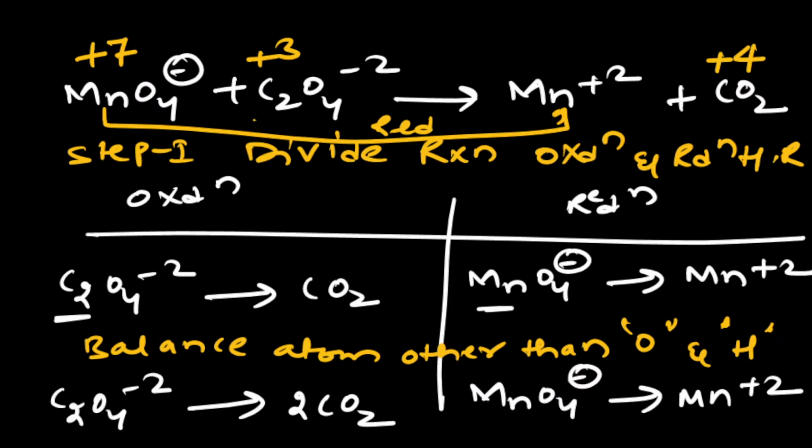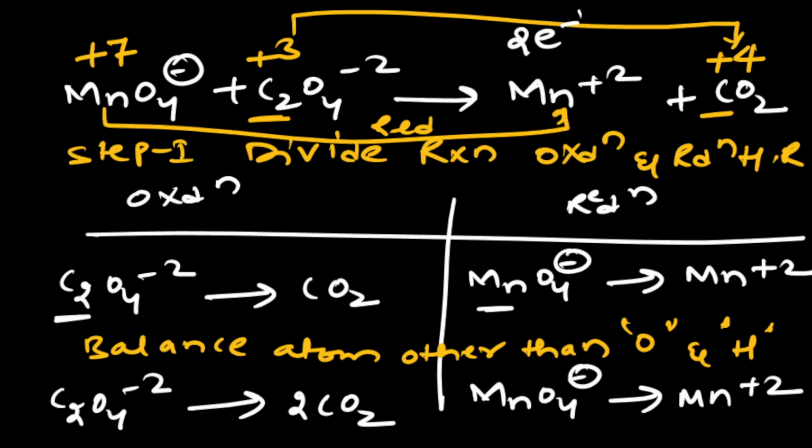Here you can see how many carbons are at the reactant side? 2. How many carbons at the product side? 1. So for 1 carbon the change in electrons is 1, which means for 2 carbons the change in electrons is 2. My dear friends, you have to be very careful with this one. Don't substitute 1; if you do, you will get the wrong answer. Done? Now for Mn, the change is 5.